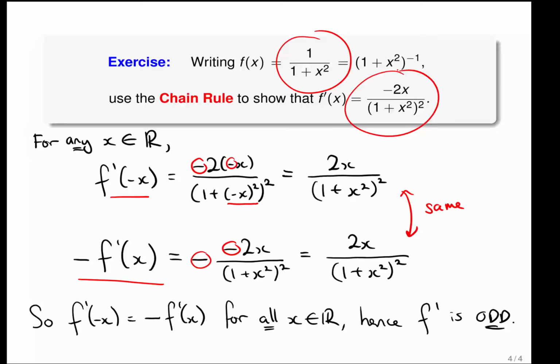Finally, be aware that functions don't always have to be even or odd. In fact, many functions are neither. And out of interest, the horizontal straight line y equals 0 that sits on top of the x-axis is actually both even and odd at the same time.